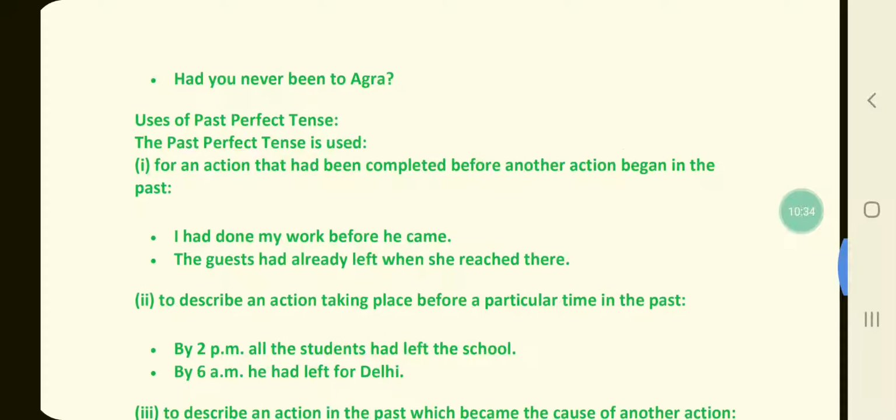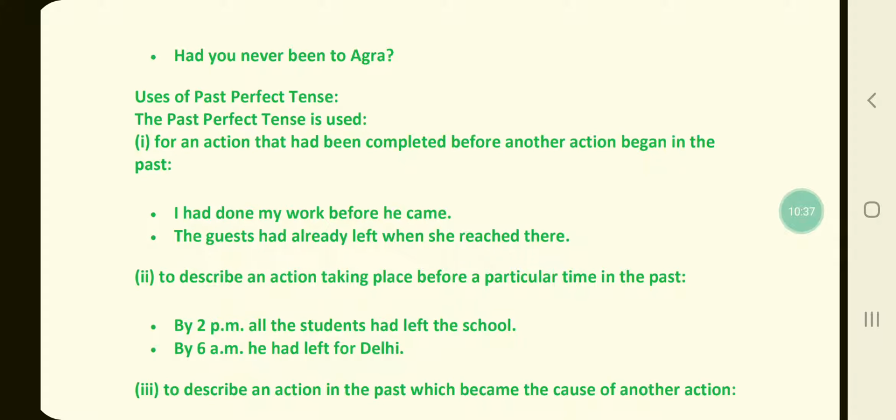Now, children, uses of the past perfect tense. The past perfect tense is used, number 1, for an action that had been completed before another action began in the past. I had done my work before he came. Means already you had completed the work when he came.